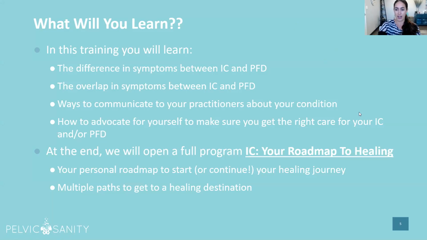And then at the end, we are going to open a full program for IC. If you follow me at all on social media, I've been teasing this with a lot of bloopers. They won't be bloopers in there, but it's going to be called IC, Your Roadmap to Healing. It's basically going to be a personal roadmap for you to start or continue your healing journey. Remember that there are multiple paths to get to your healing destination. Just like looking at a really intricate map, there are many ways that you can get to your destination. And that's what that course is all about.